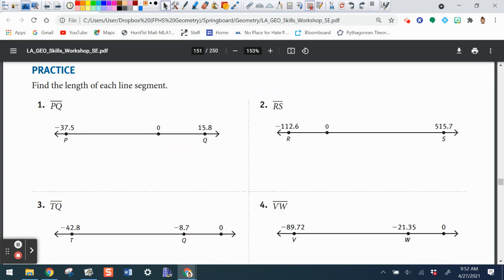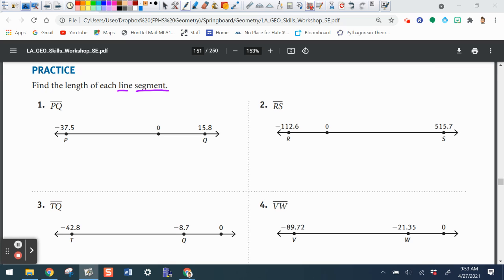So for our practice on the ruler postulate and segment addition postulate skill lesson, number one says find the length of each line segment. So what they've done here is they've really been utilizing the number line and applying it to a more geometric way to look at it in terms of a line segment. This helps us with our understanding of distance and the distance formula in terms of line segments, but just looking at essentially a number line. So number one says find the distance of PQ.